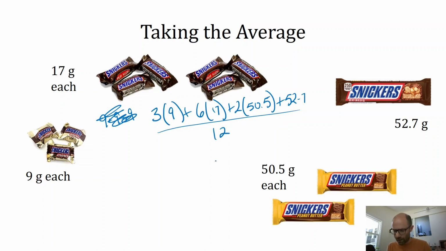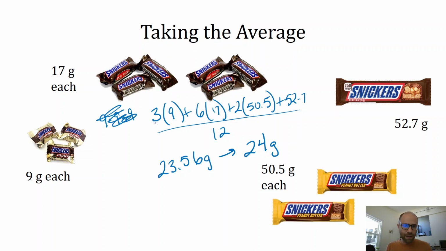So if you grab your calculator and you do all that math, you get 23.56 grams as an average weight, which would then round to, I think we're going to do the whole numbers. So there'll be 2 significant digits, so 24 grams is the average Snickers bar in this set. Which, again, if you do all the math and you just add up 9, 17, 50.5, and 52.7, you get 32.3. So that 32.3 is not a good estimation of the average bar because of the relative numbers.